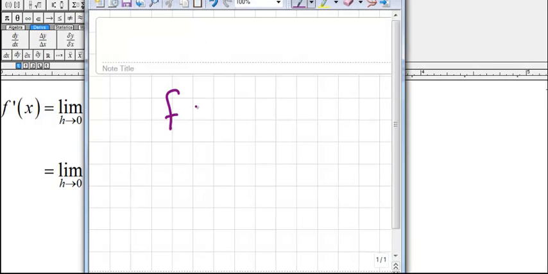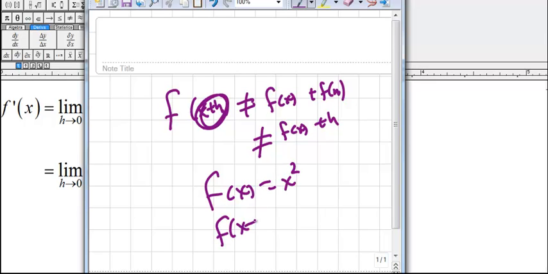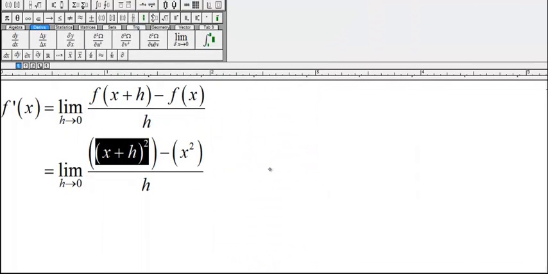So things to watch out for. f of x plus h is not f of x plus f of h, and it's also not f of x and then just add h to it. What you do is take x plus h as the input for the formula. So if f of x is x squared, for f of x plus h you would take where the x is, put a parentheses, and in that parentheses put the x plus h. That's what I've done here.